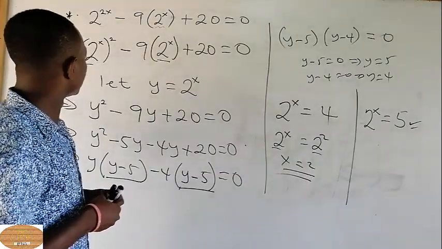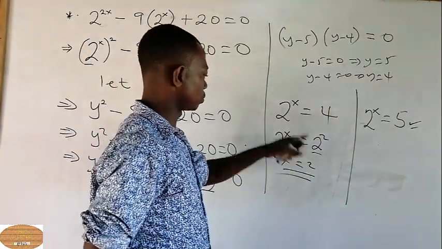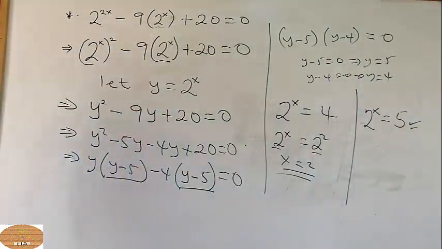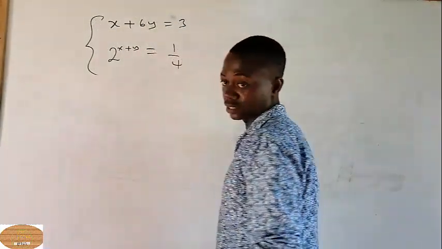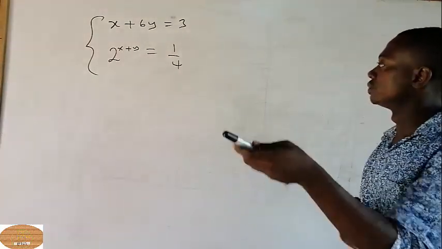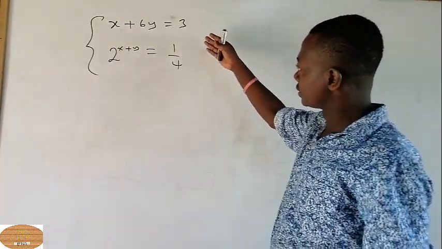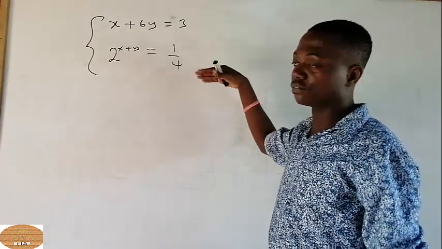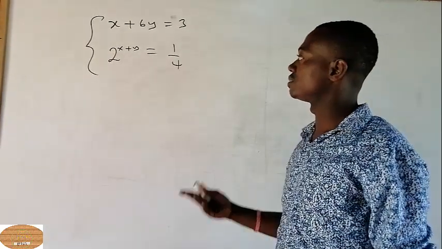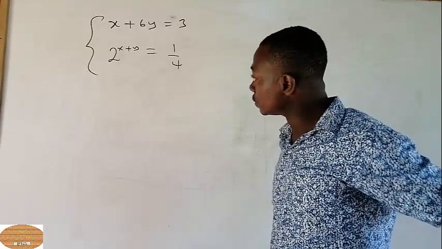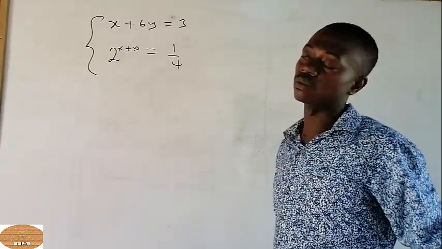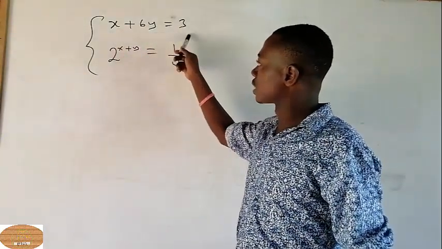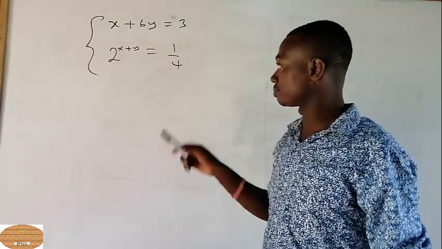So one answer is 2, so x equals 2. Alright, so that is that. Let's move on. This is our last example. This one is an exponential equation, and it involves simultaneous equations. You have to apply simultaneous equations, so we are going to solve for x and y. I have x plus 6y equals 3.